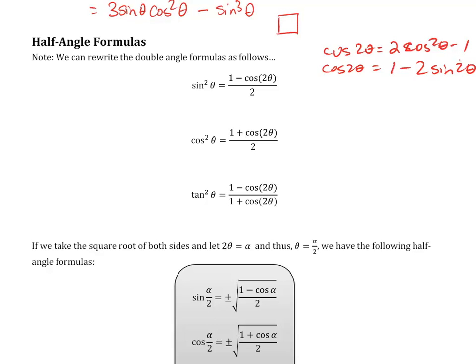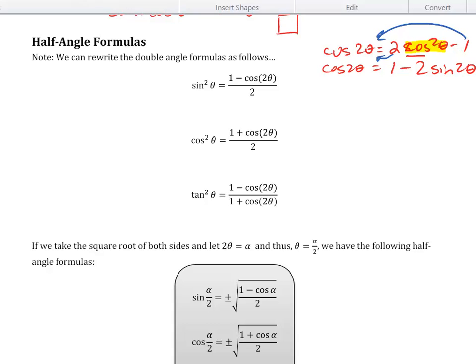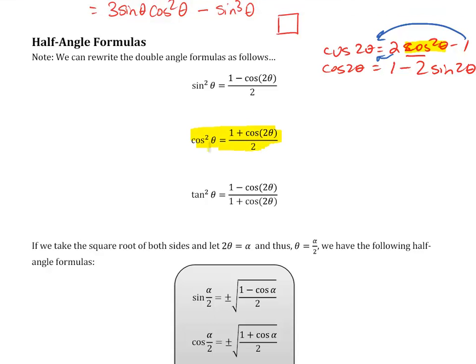And for both of these examples, what you can do is take this one right here and solve for cosine squared of theta. In other words, you would take this 1 and move it to the other side and then divide the 2 across. You end up with 1 plus cosine of 2 theta, all divided by 2. On the other hand, if you take the second one and move the 1 to the other side and divide both sides by negative 2, in other words, solve for sine squared of theta, you end up with this right here.